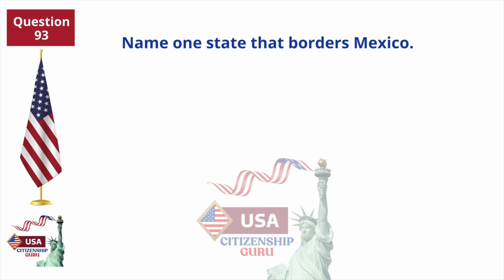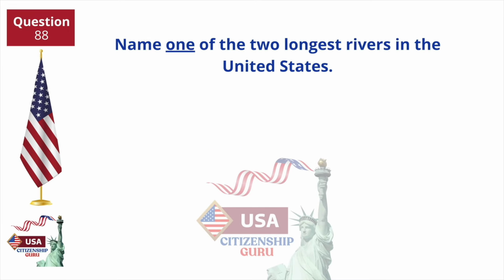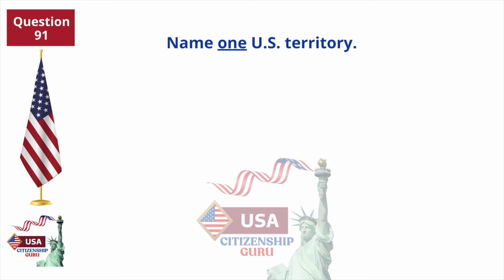Name one state that borders Mexico. Arizona. What is the name of the Speaker of the House of Representatives now? Mike Johnson. Name one of the two longest rivers in the United States. Missouri River. Name one U.S. territory. Guam.